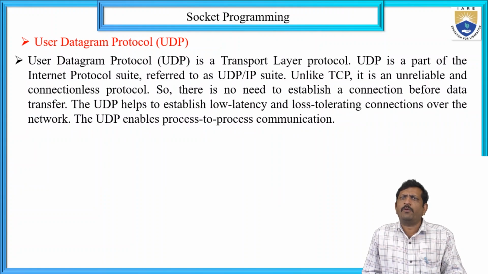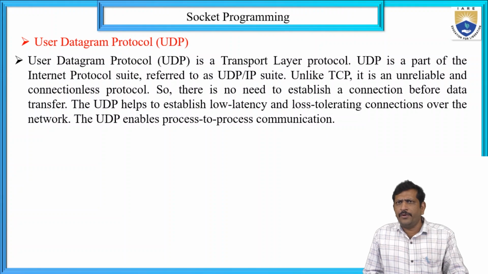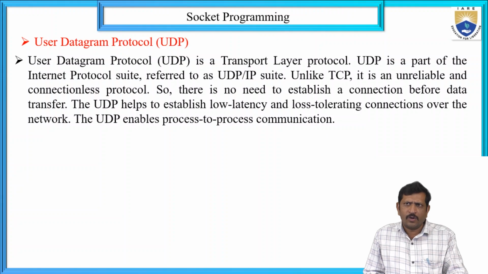Next, the User Datagram Protocol, generally UDP, is a transport layer protocol. UDP is a part of the internet protocol suite, which is referred to as the UDP/IP suite. Unlike TCP, the Transmission Control Protocol, it is an unreliable and connectionless protocol. So there is no need to establish a connection before data transfers. UDP helps to establish low-latency, loss-tolerating connections over the network. UDP enables process-to-process communication.